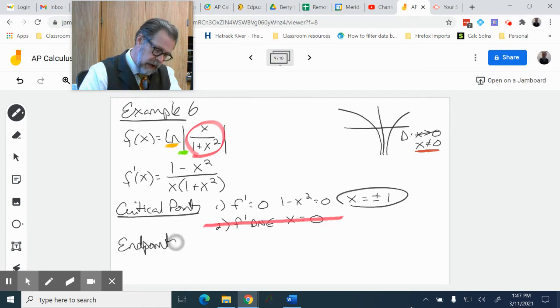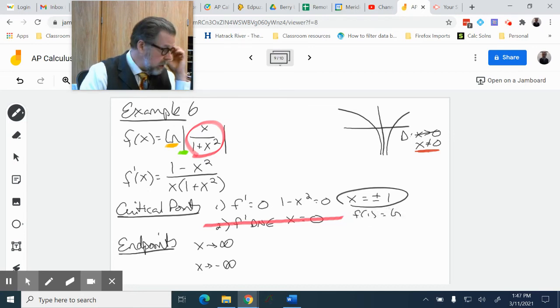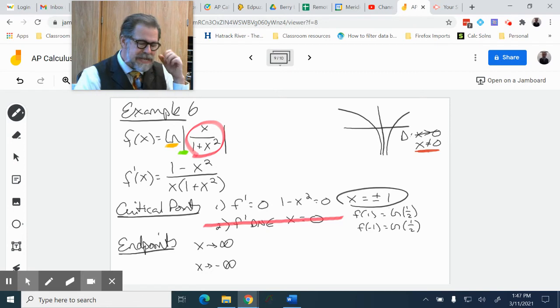Endpoints. Well, this function goes on forever. X goes to infinity, x goes to negative infinity. And if we go back and look at x equals plus or minus 1, what we discover is that f of 1 is equal to the natural log of 1/2, and that f of negative 1 is also equal to the natural log of 1/2. So those are going to be either minima or maxima.